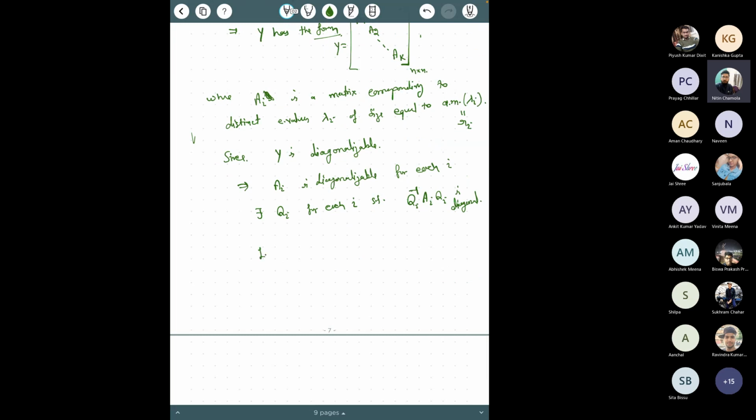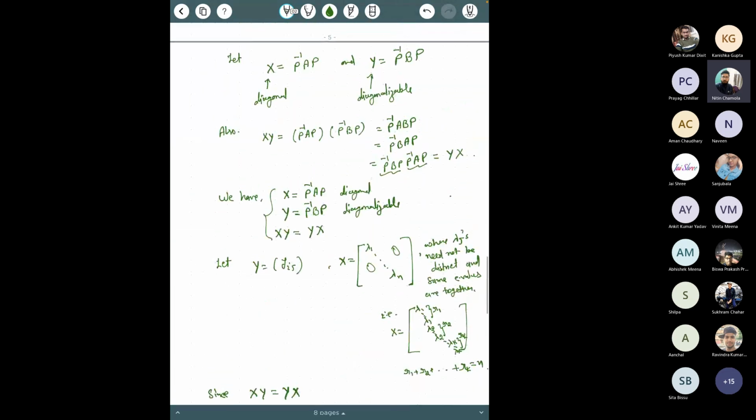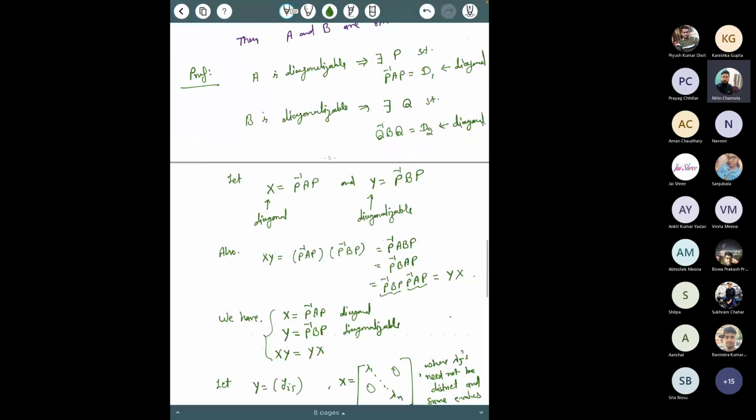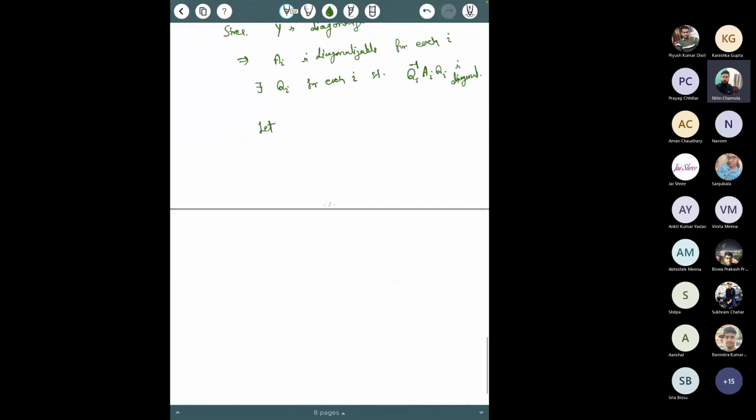So now let us consider this Q. Let me see if we have not used Q somewhere. Yeah, we have used Q. So instead of Q, let me use something else. Let's say Z, or maybe not Z, but Q tilde. So what is this Q tilde? Q tilde is a matrix where at the diagonal we have Q1 to Qk.